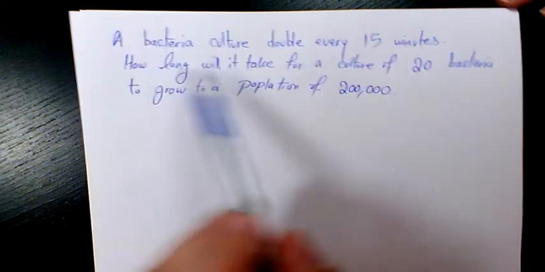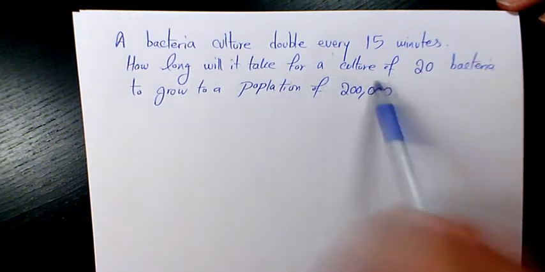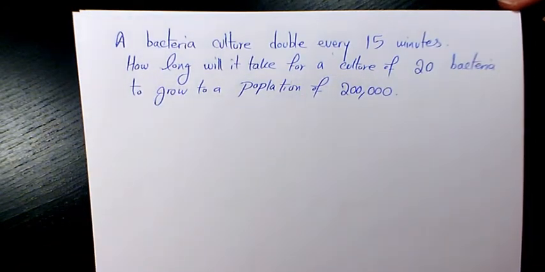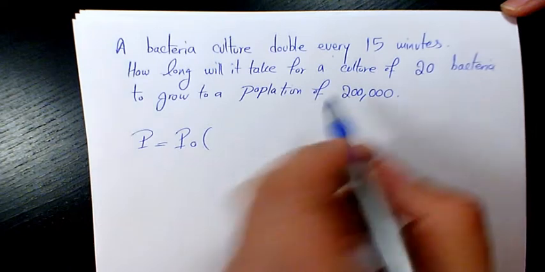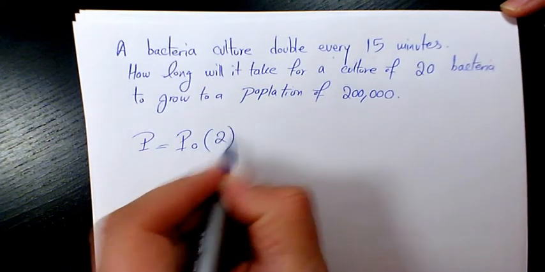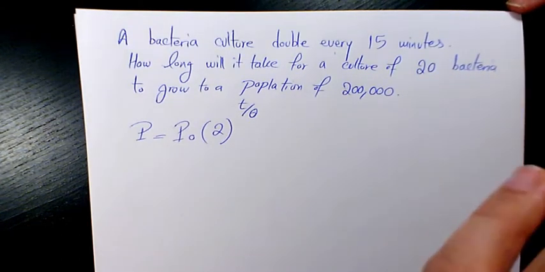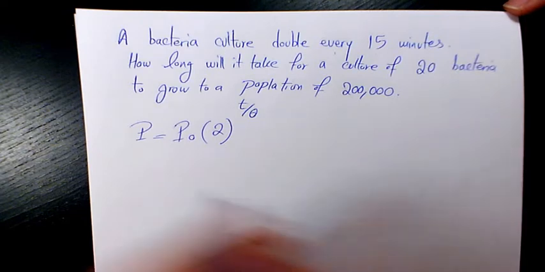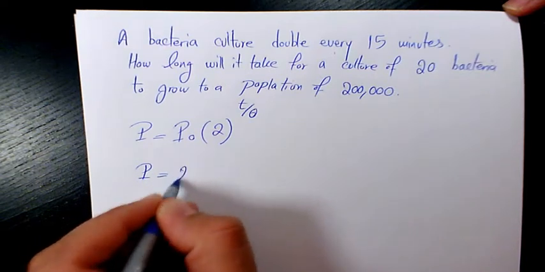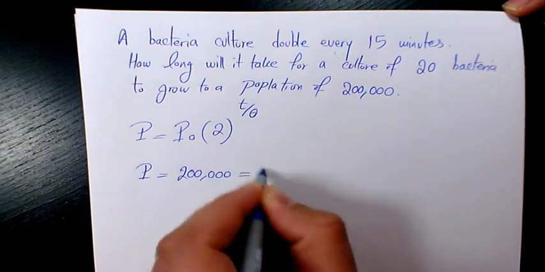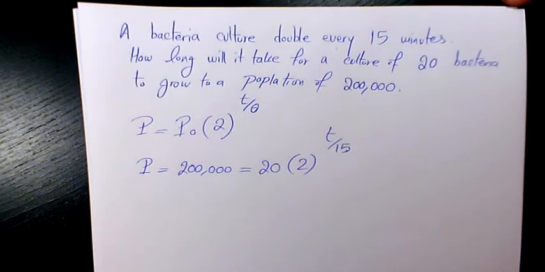Next example: a bacteria culture doubles every 15 minutes. How long will it take for a culture of 20 bacteria to grow to a population of 200,000? So again, P equals P naught. Since it doubles, it's 1 plus 1, so 2 to the power of time divided by theta, because again we have a cycle here every 15 minutes. So theta is 15 minutes. We have P as well: 200,000 equals 20, the initial population, times 2 to the power of t divided by 15 minutes.